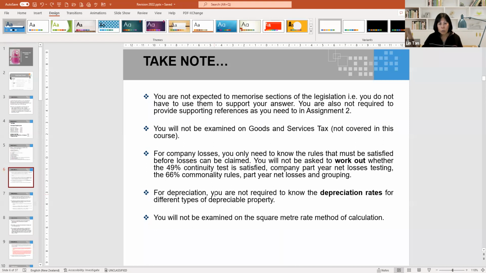We also cover depreciation. When we look at deductions, companies or any businesses that have a depreciable property are allowed to claim depreciation.